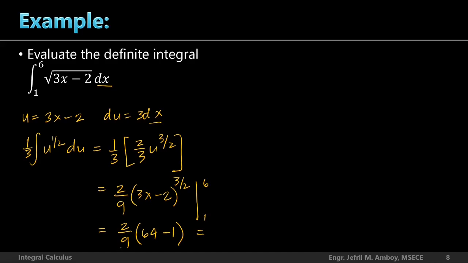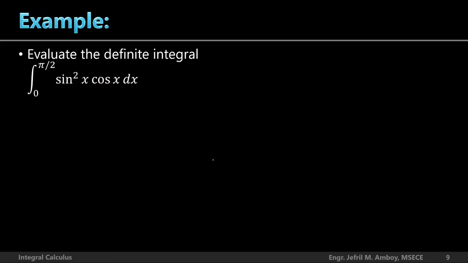63/9 is 7. And 7 times 2 is 14. Nakuha na natin yung sagot. Diba? Ang dali lang. Walang kasing dali. And remember, kapag nag-evaluate ka ng definite integral, geometrically, yung nakukuha mong sagot ay ang area under the graph of the function sa interval na given. So, dito, ang interval ay 1 to 6 kasi ang limits ay 1 to 6. Okay? Dali lang, di ba?